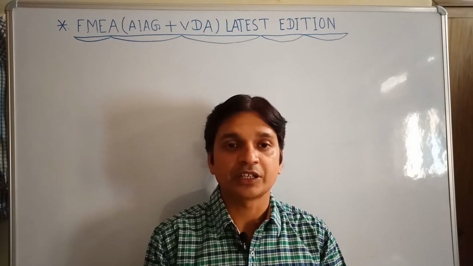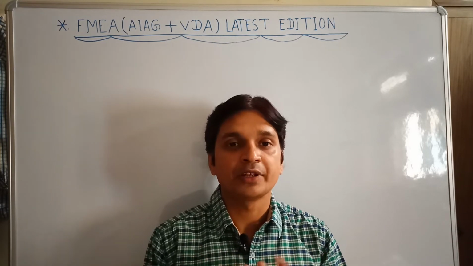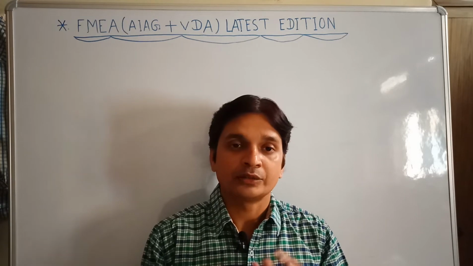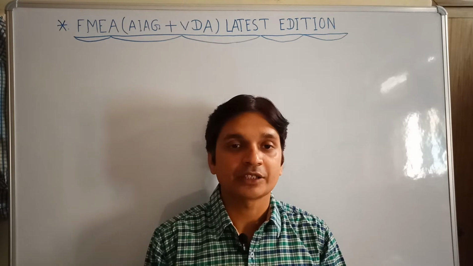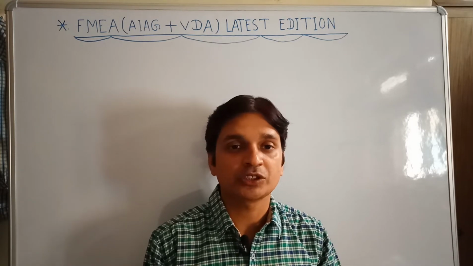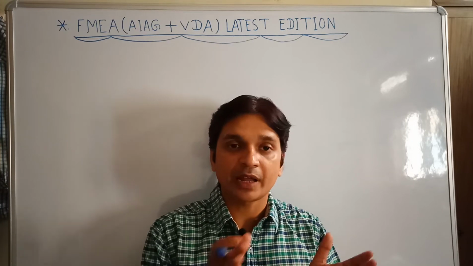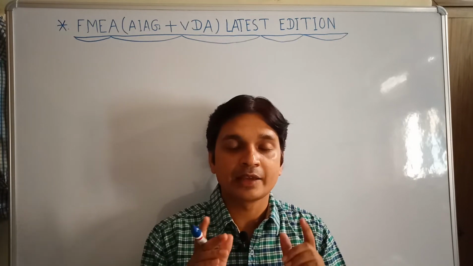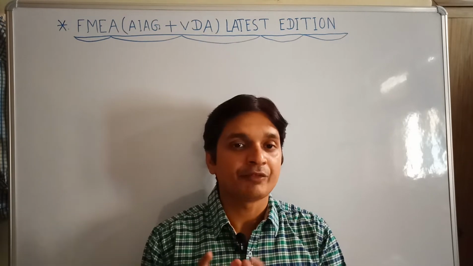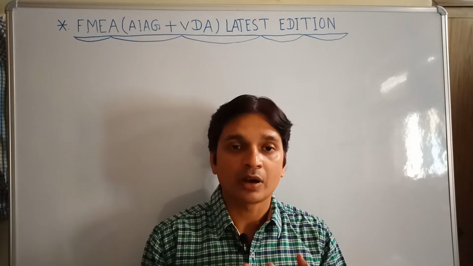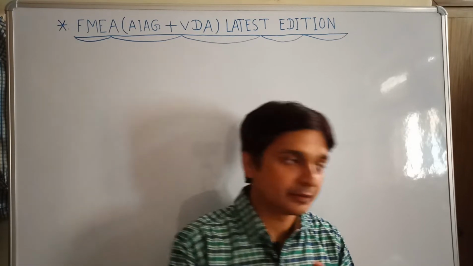In the 4th edition, we followed the RPN, Risk Priority Number. In this latest edition, the AIAG, Automotive Industry Action Group, and the VDA, the German Association of the Automotive Industry, combined and came onto the same platform to give the latest edition. That's why this edition is the first edition. Now we have to discuss why this edition is needed.